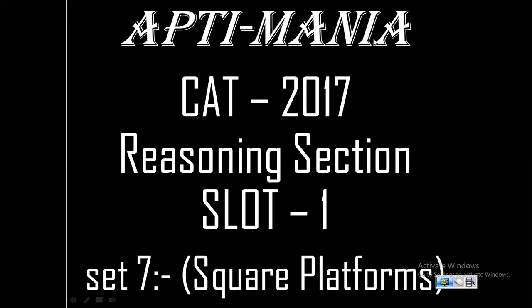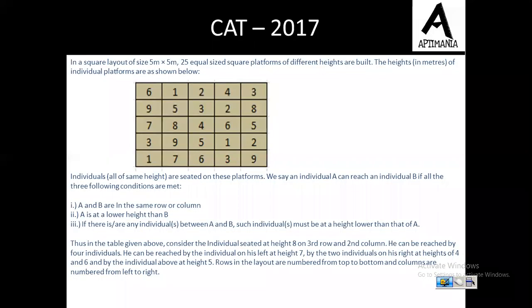Hello. In this video, we are going to discuss set 7 of reasoning section of CAT 2017 slot 1 paper. So the question is, in a square layout of size 5 into 5, 25 equal size square platforms of different heights are built. The height in meters of individual platforms are as shown below. Individuals are seated on these platforms.